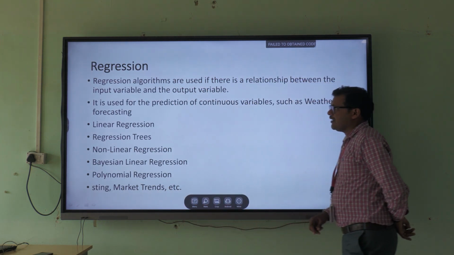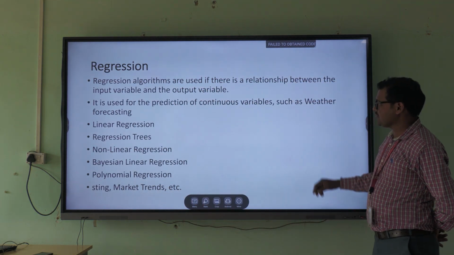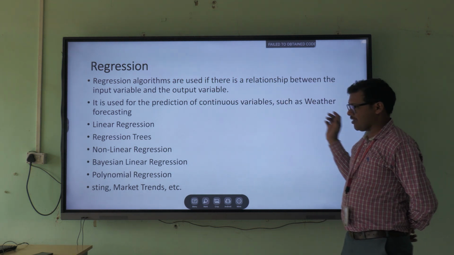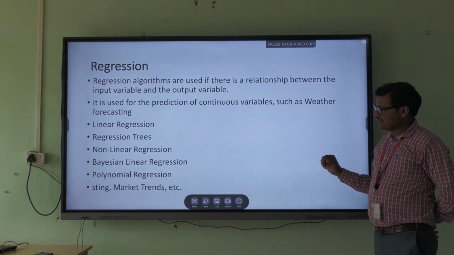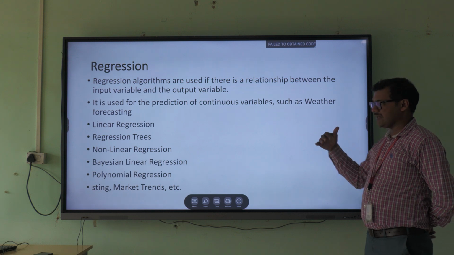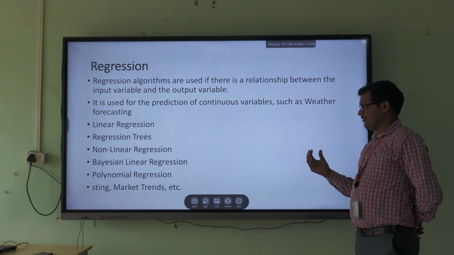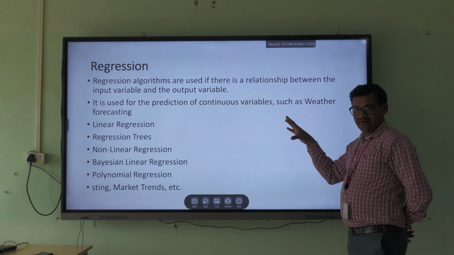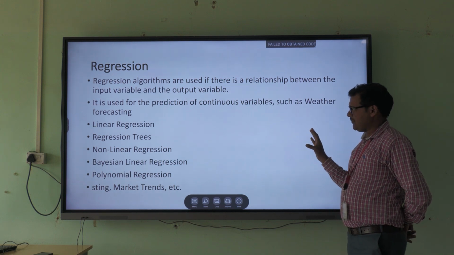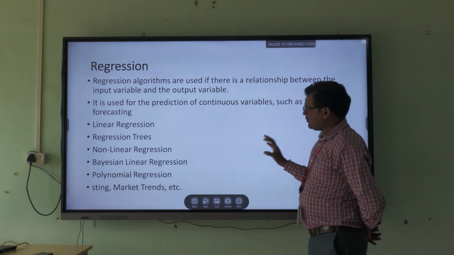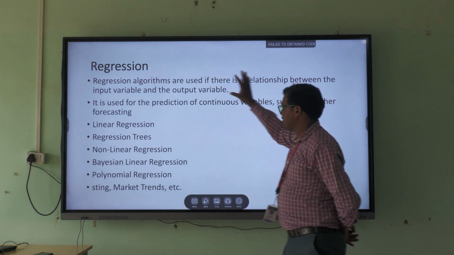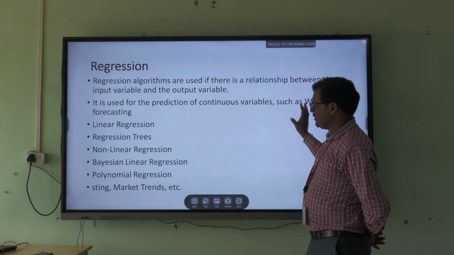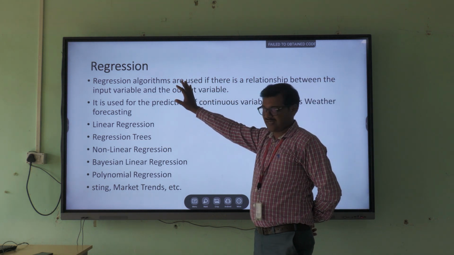So regression algorithms are used if there is a relationship between the input variable and the output variable. If there is a relationship, based on the input, the output is changing. Output is the dependent variable and inputs are called the independent variables. So if there is a relation between the input and output variables, then we use regression algorithms.